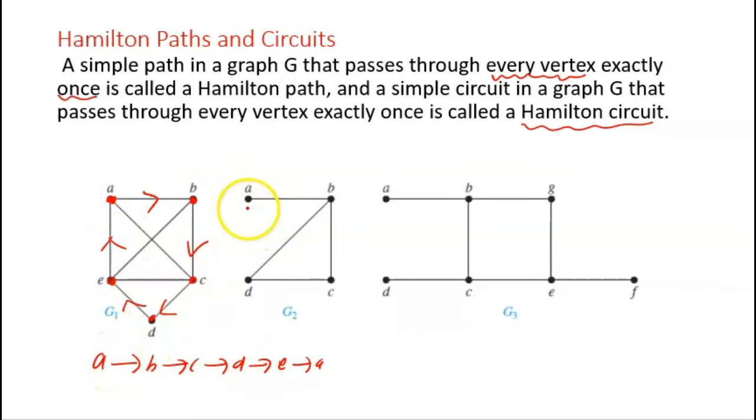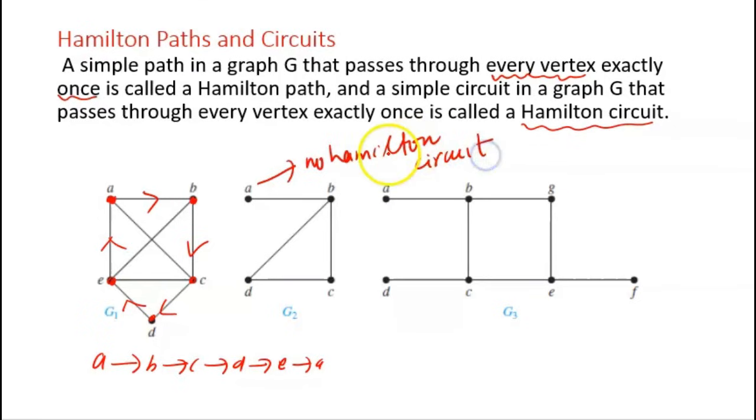Now this graph G2 does not have a Hamilton circuit, because if you start at A and go to B, how will you come back to A? If you go in any direction, you will have to touch the vertex B again. So this can't have a Hamilton circuit. No Hamilton circuit. I hope you are getting my point.